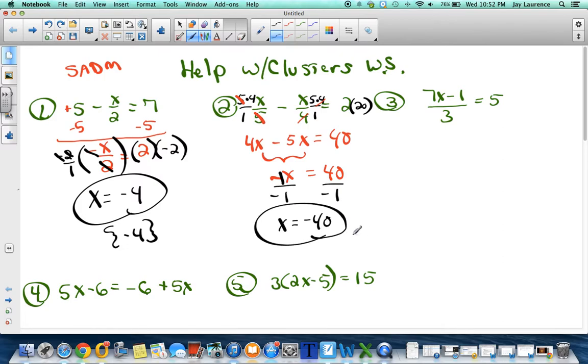And there you go. Of course, the solution set is negative 40. Yeah, even I have trouble sometimes. I've been doing these for years and still make a screwy one every now and then.